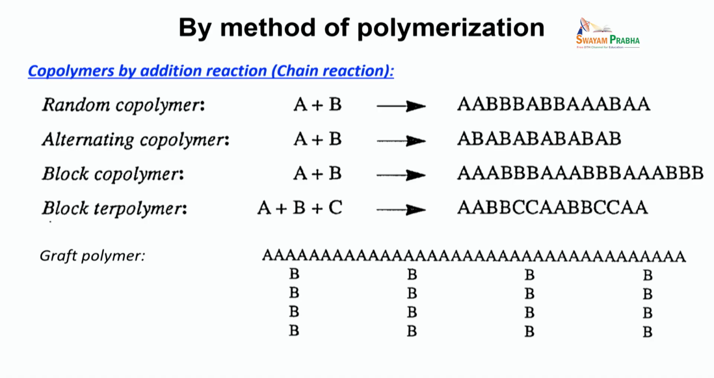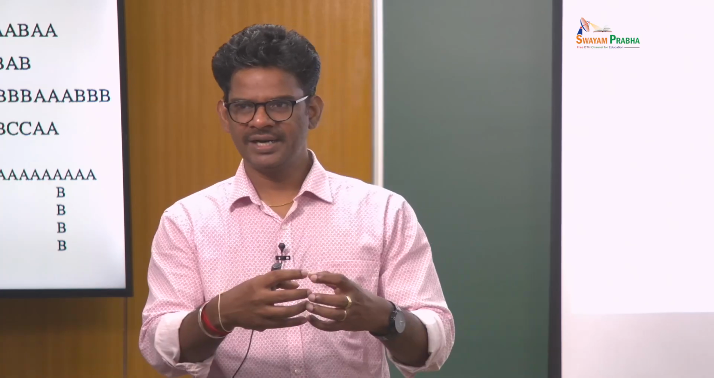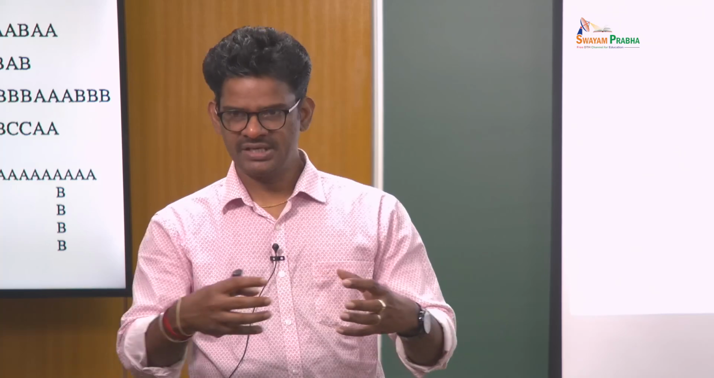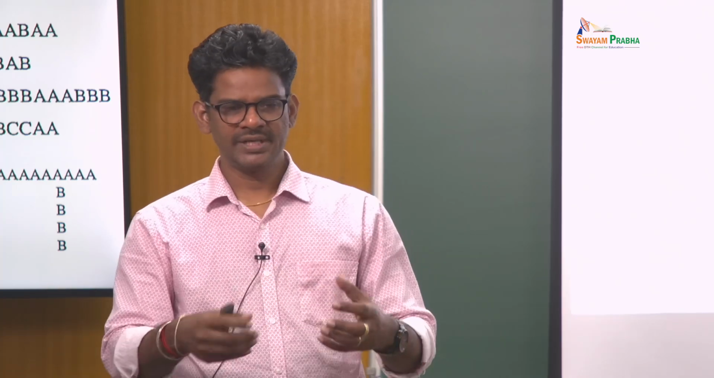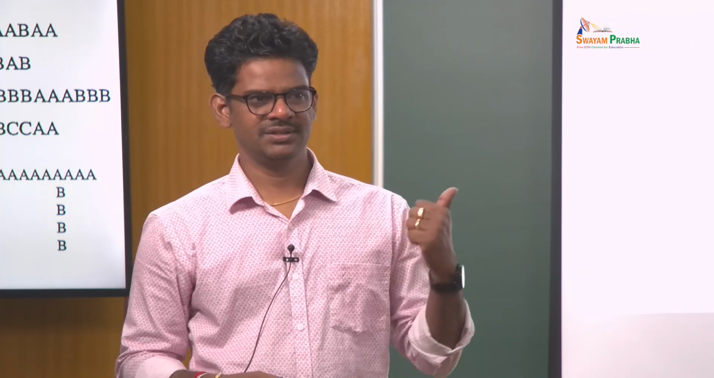For example, we can think about a random copolymer. Random copolymer means you take two monomers A and B and add them up. You are doing an addition reaction, which is basically a chain reaction. When you do that, this A and B can be randomly placed. So here you have A and then A, after that B comes three times, then A, then BB. This is completely random, there is no order in there. These are called random copolymers, synthesized through this chain reaction, which is an addition reaction.